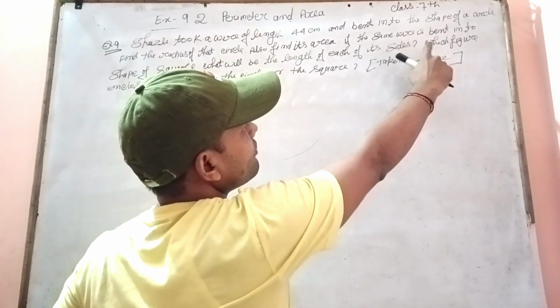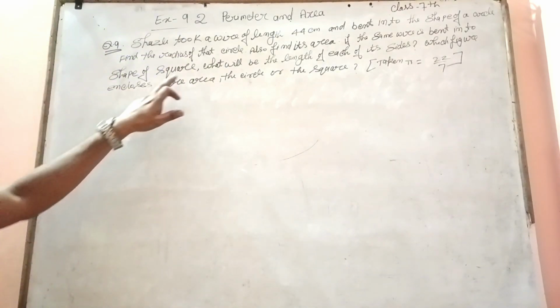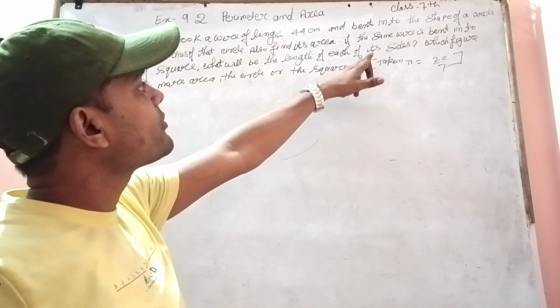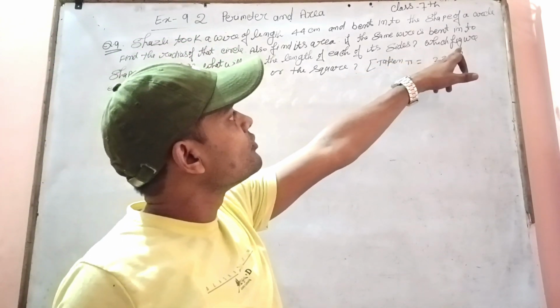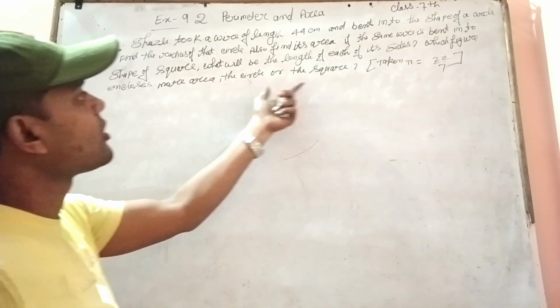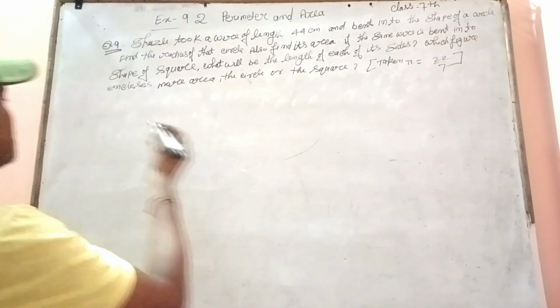If the same wire is bent into the shape of a square, what will be the length of each of its sides? Which figure includes more area, the circle or the square? Solution.